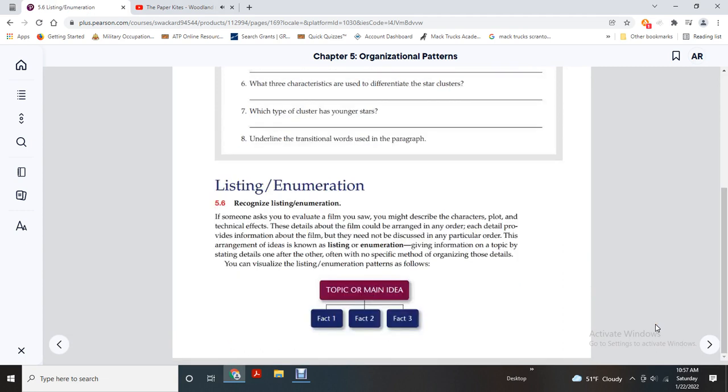And then moving on to 5.6, listing and enumeration. Recognize listing and enumeration. Someone asks you to evaluate a film you saw. You may discuss the characters, plot, and technical elements. The details of the film could be arranged in any order. Each detail provides information about the film, but they need not follow a particular order. This arrangement is known as listing or enumeration: giving information on a topic by stating details one after the other, often with no specific method of organizing those details. You can visualize the listing and enumeration pattern as follows: a topic or main idea followed by fact 1, 2, and 3.